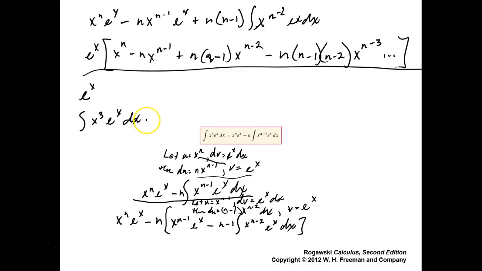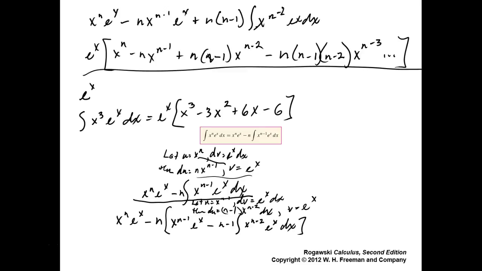Okay. So what we would do, using the reduction formula we just did, I'm going to pull e to the x out. And what does that leave us with? It leaves us with x cubed minus 3x squared plus 3 times 2 is 6x minus, and you do it one more time, and that would be 6. Okay.